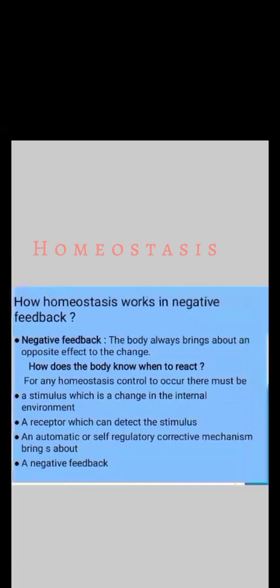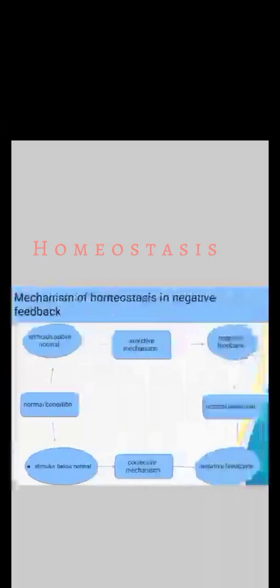This means the brain will give us a signal to respond. For example, take a low concentration of blood glucose. There is a stimulus or a receptor which can detect the stimulus, and our brain will give the feedback, which is negative feedback. As a result, the low glucose level will increase. This is all about the mechanism of homeostasis.